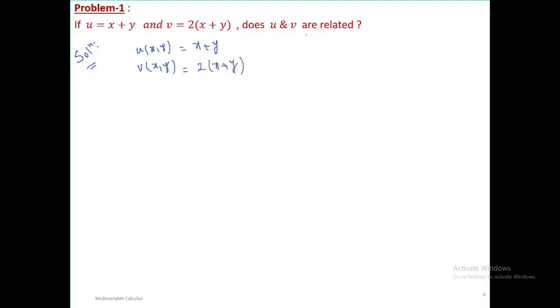So clearly, by observation I can say that v is nothing but 2 into u, right? What is v? 2 into x plus y. And what is u? x plus y. Look, it is satisfied. Therefore this is a relation without going for the Jacobian. So, are u and v related? Yes, they are related. The answer is over.